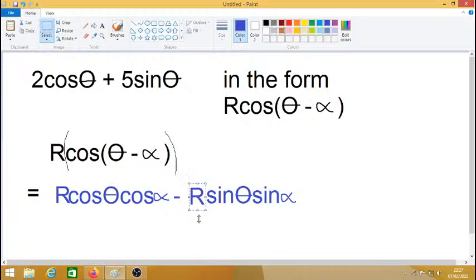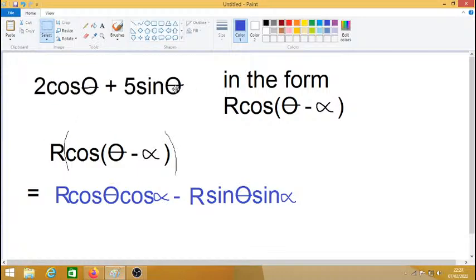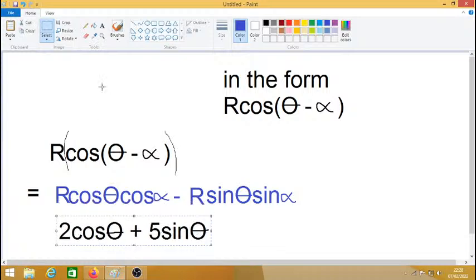So how are we going to figure out what r is and what alpha is? Easy, we're just going to compare it to what we were told at the beginning of the question, that it's really 2 cos theta plus 5 sine theta. So if that's how it ends up, then you've just got to compare like with like. So what looks like each other? You've got the cos theta here, looks like the cos theta here. So what's left in that first term? Oh, I think I made one mistake.